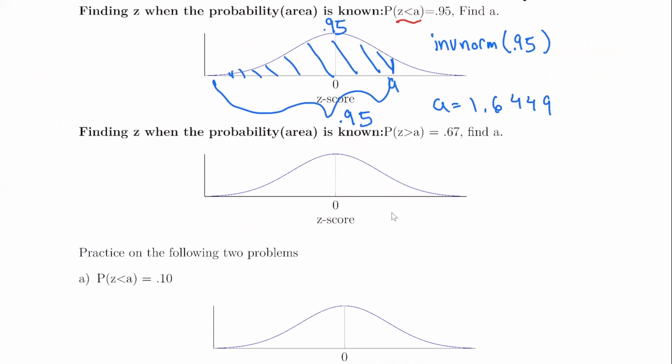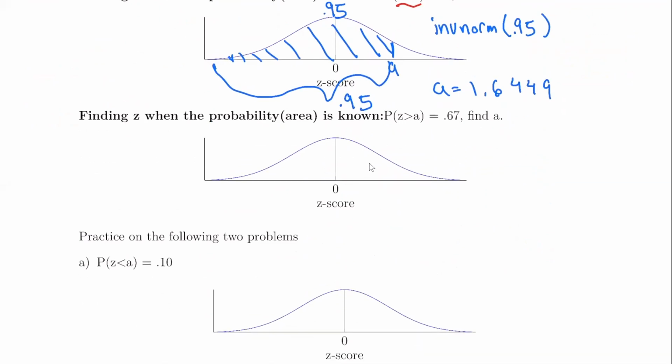All right, so let's go ahead and do this next one. For this one, we're going to say the probability that Z is greater than A is equal to 0.67. It says find A, so we have to find the Z value that corresponds to this 0.67. Remember, there are two options. We could say A is over here and this is 0.67, or we could say A is over here and this is 0.67. So which one looks more realistic, the green one or the blue one?